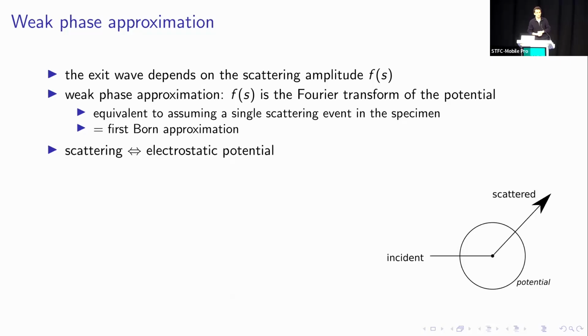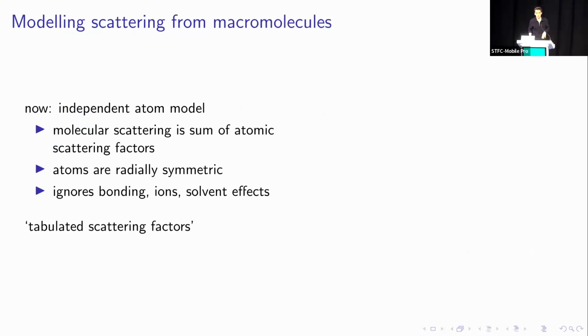Weak phase approximation is useful because it relates the scattering and the electrostatic potential by a simple linear transform, the Fourier transform. And it means that we can choose to model either one of these quantities and interconvert simply between them. I haven't spoken yet about the form of any of these functions, the electrostatic potential or the scattering. And at the moment, the model that we use for scattering is this independent atom model.